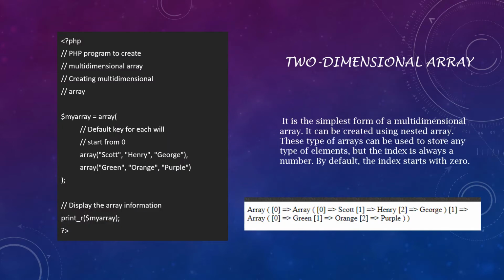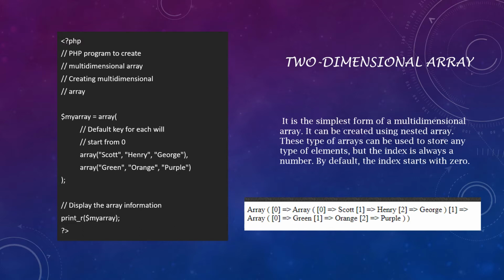The first multidimensional array that we will look at today is the two-dimensional array. It is the simplest form of a multidimensional array. It can be created using a nested array. These types of arrays can be used to store any type of elements, but the index is always a number. By default, the index starts with 0.